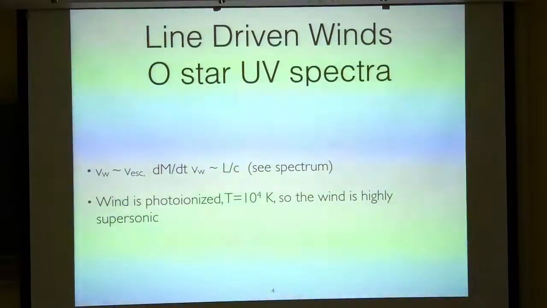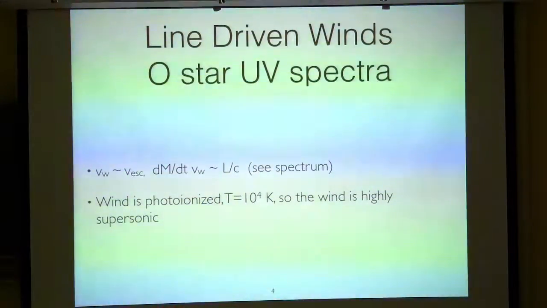Okay. Observationally, what you see is the wind velocity is typically, I wrote roughly, but it's about three times the escape velocity on the surface. The mass loss rate times that velocity is the rate of momentum flow in the wind. Okay? And that, as I said, is comparable to L over c. So that really is momentum driving. You're capturing some reasonable fraction of the momentum of the photon radiation coming out, and you're putting it into the wind.